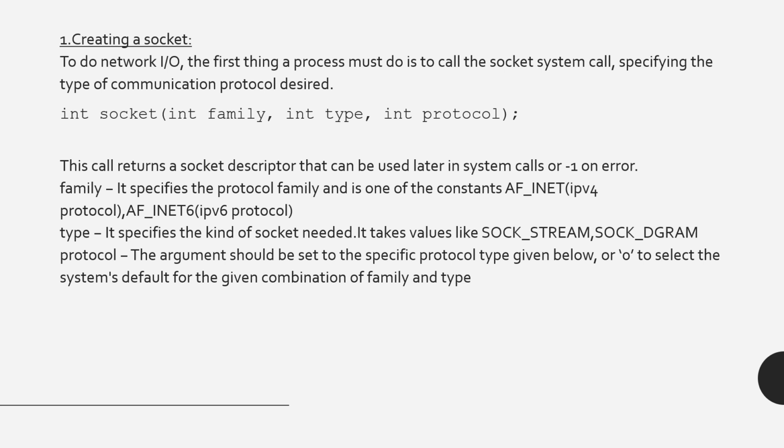Firstly, creating a socket. To do network I/O, the first thing a process must do is call the socket system call, specifying the type of communication protocol desired. The syntax is given below. This call returns a socket descriptor that can be used later in the system calls, or -1 on error. Let us talk about the arguments. Family: it specifies the protocol family and is one of the constants IPv4 protocol or IPv6 protocol. Type: it specifies the kind of socket needed. It takes values like SOCK_STREAM, SOCK_DGRAM. Protocol: the argument should be set to the specified protocol type given below, or 0 to select the system's default for the given combination of family and type.